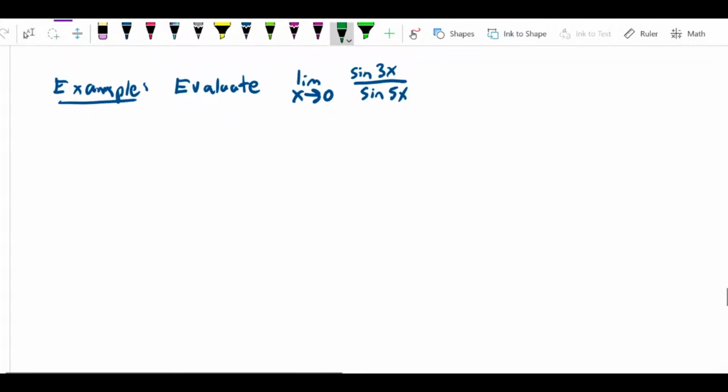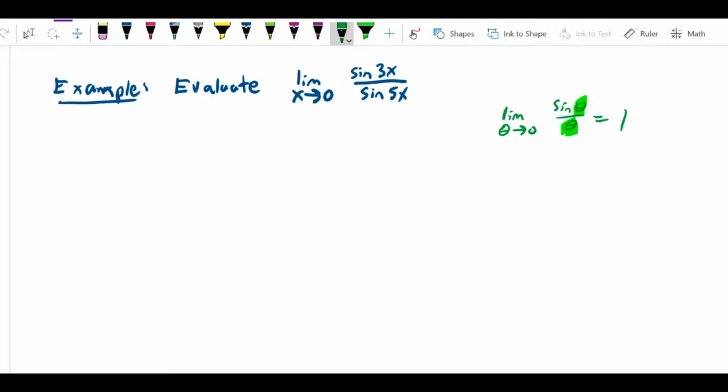So let's evaluate the limit as x approaches 0 of sine 3x over sine 5x. Let me just write up here the fact that we know that the limit as theta approaches 0 of sine theta over theta is equal to 1. So whatever is in this position and this position, they have to match each other in order for this to work. So that's what we have to get this to do.